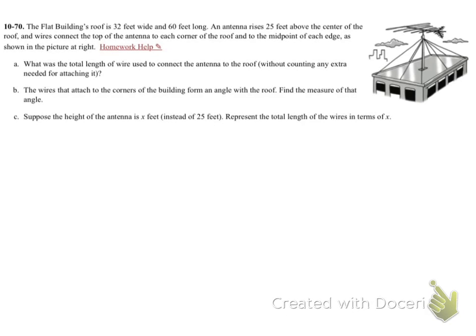Problem 10-70, we're taking a look at wires that are on top of a building. The roof of the building is a rectangle. It is 32 by 60, and the antenna itself is 25 feet above the center of the building. What we're going to be doing in this problem is taking a look at a bunch of right triangles, doing a lot of Pythagorean theorem.